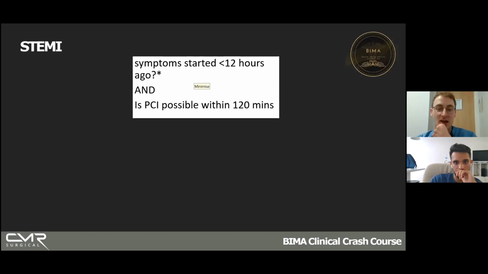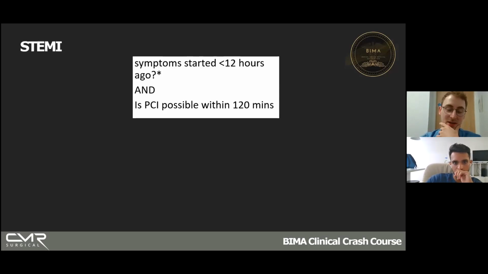ECG changes? Yeah, the ECG changes might have stopped, which is kind of the underlying point of this. Basically, 12 hours is the amount of time myocardium can go before it's irrecoverable. You can't do anything about it. Even if you do PCI and get the blood flow back, the heart muscle's just knackered. You've missed the boat, basically.